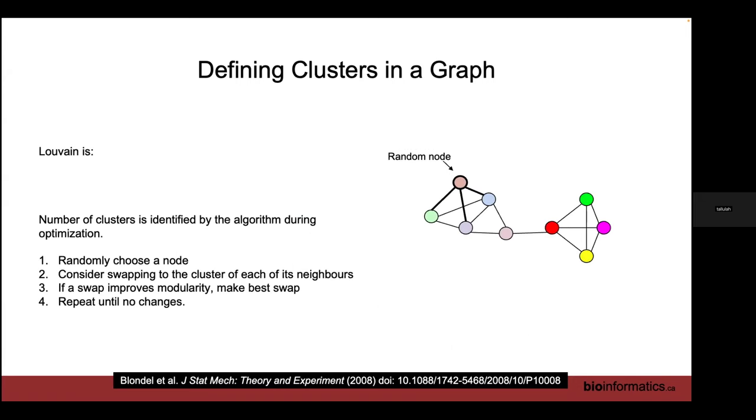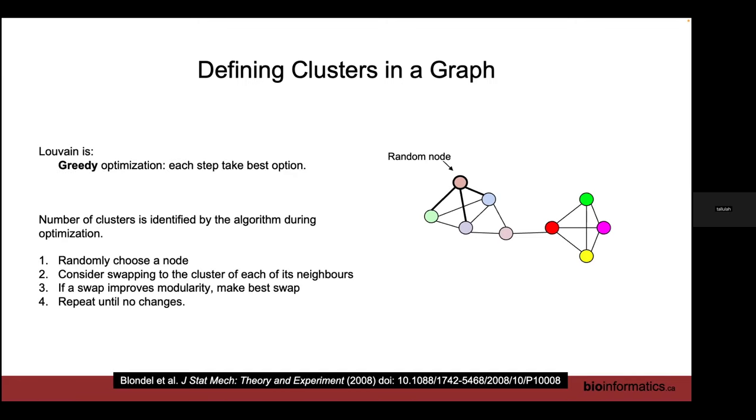So the way the algorithm actually works is, right, we've got the score that we want to maximize. So it just randomly picks a cell, looks at its neighbors, and asks, if I merged you with the cluster of one of your neighbors, would the modularity score go up? If the answer is yes, it merges that cell with that cluster. And if it's yes for multiple of them, it picks whichever has the biggest increase in modularity.